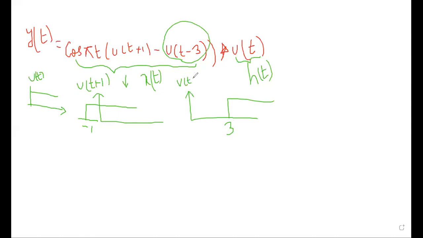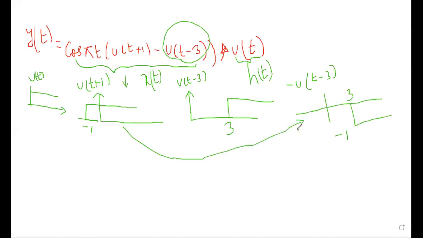But as per the bracket term, I want minus of u of t minus 3. So you know what change I am going to do: the amplitude will be minus 1, from the time t equals 3. Now I am going to add these two. When I add these two, can anyone tell me how the diagram is? Between minus 1 to 3. Yes, very good. We will get the amplitude plus 1. So successfully I could get the bracket term.